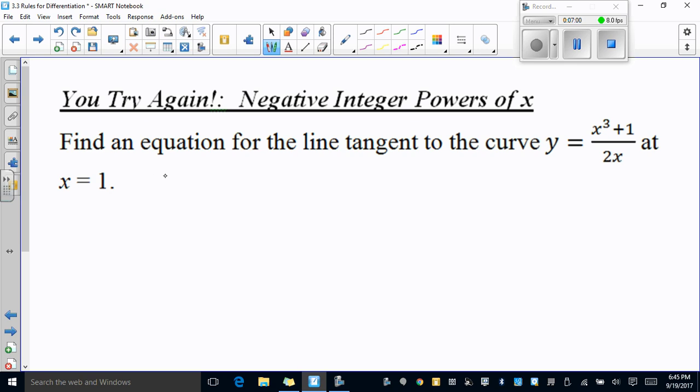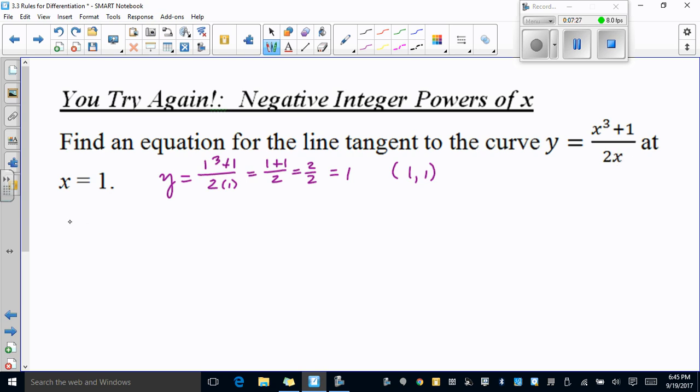Well, y is going to be 1 cubed plus 1 over 2 times 1, or 1 plus 1 over 2, which is 2 over 2, which is 1. So my point is (1, 1). Again, because I'm trying to show you negative integer powers, we're going to continue doing the problem the same way.